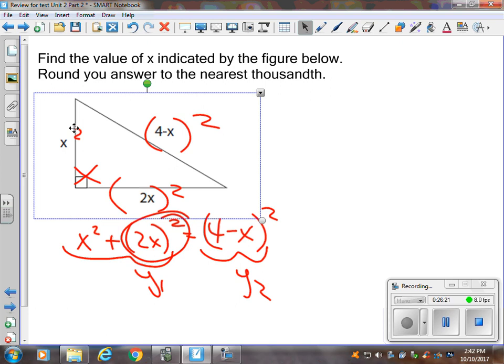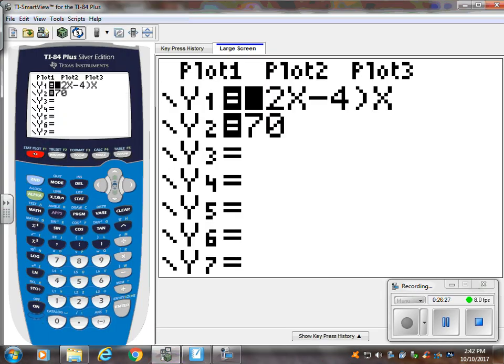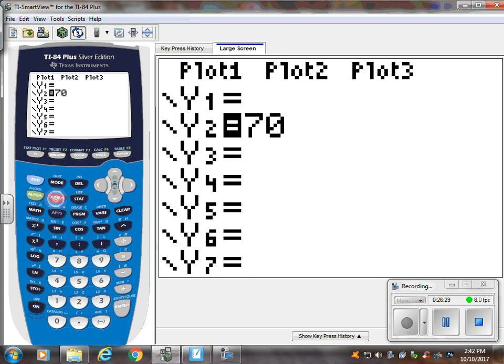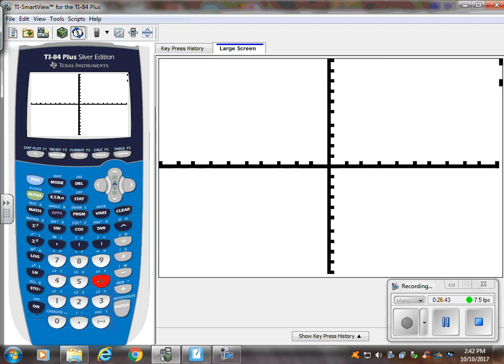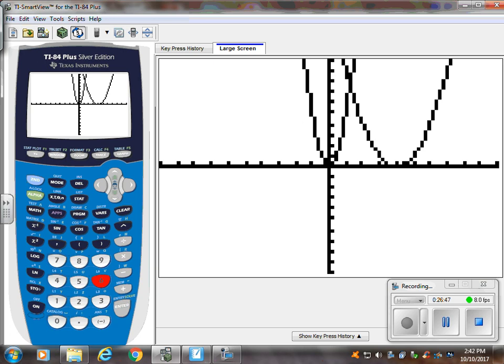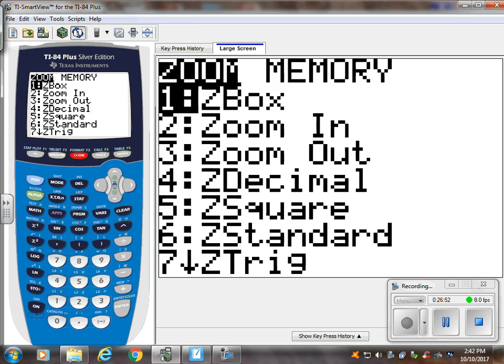Do you want me to go further than this? I don't know. Let's see. X squared plus 2x minus x parentheses squared. Zoom 6. Well, I'm going to try Zoom Fit and see if it looks any better.